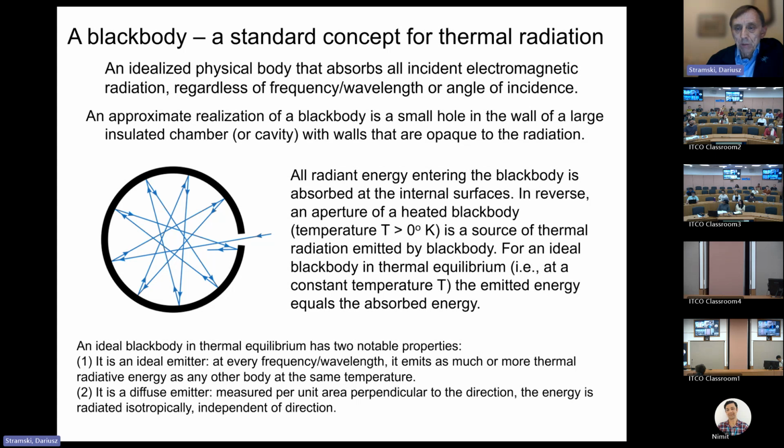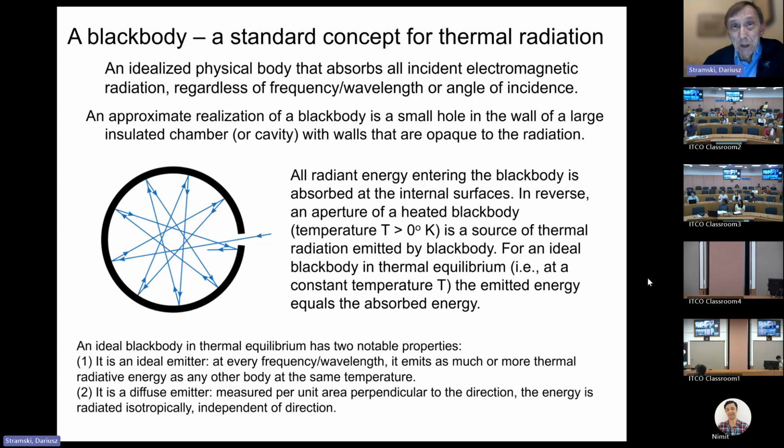And for an ideal black body in thermal equilibrium, that is when the temperature is constant, the emitted energy equals absorbed energy. So essentially what happens here, you can imagine very many atoms distributed within the cavity, along the surface of the wall of the cavity, and the photons that interact with these atoms are absorbed and re-emitted, and these processes occur all the time, and in thermal equilibrium, the absorption is balancing the emission. And the property of this black body radiation within the cavity is that at every frequency and wavelength, it emits as much or more thermal radiative energy as any other body at the same temperature. That's the property of the black body.